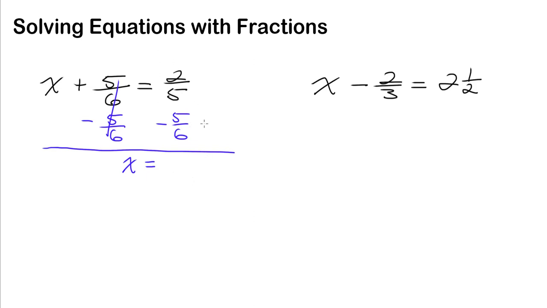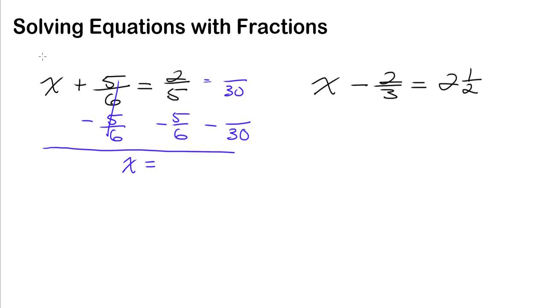And on the right-hand side, I have to remember the rule for adding and subtracting with fractions, and that is that I must have a common denominator. So I have to think about my denominators here, 5 and 6, and think about the least common multiple of 5 and 6, and that would be 30. So I have to change both of these fractions so that they have a denominator of 30. So 2/5 is going to become something over 30, and negative 5/6 is going to become negative something over 30.